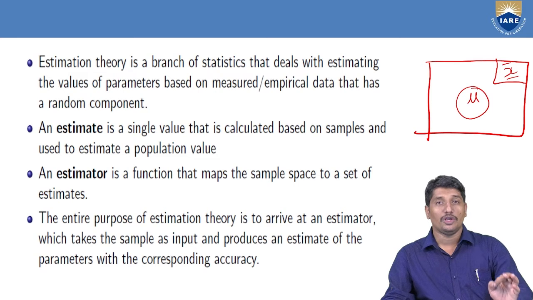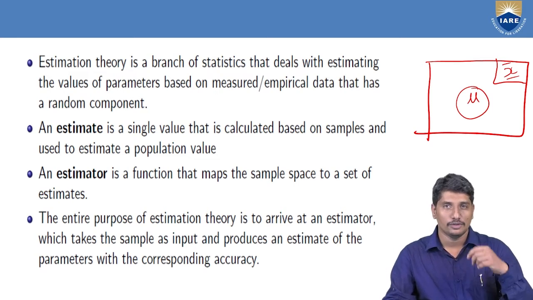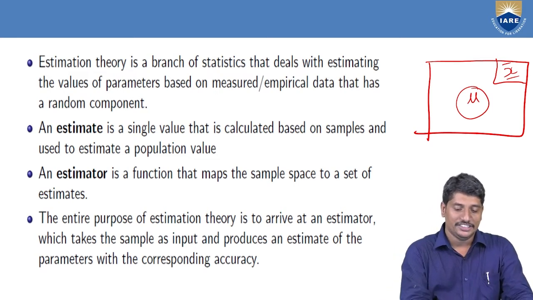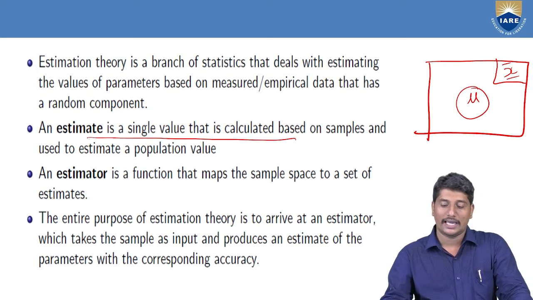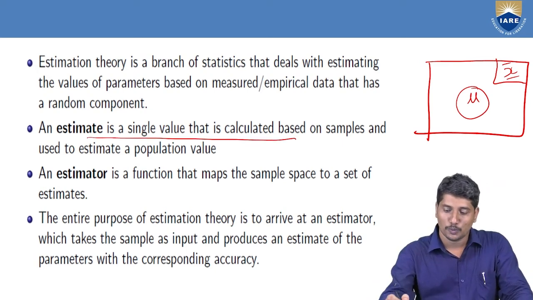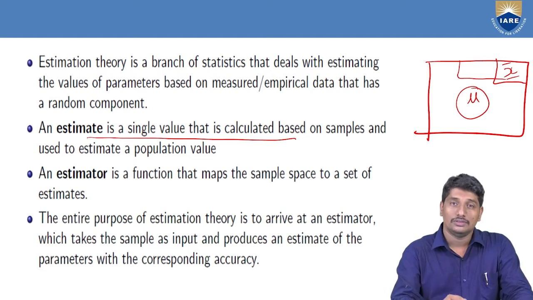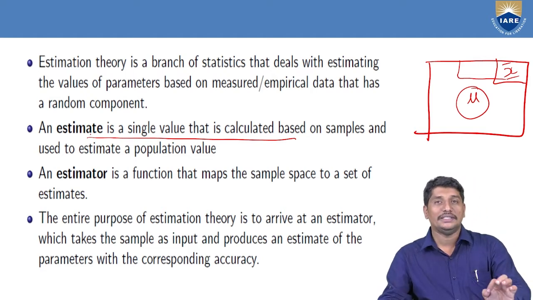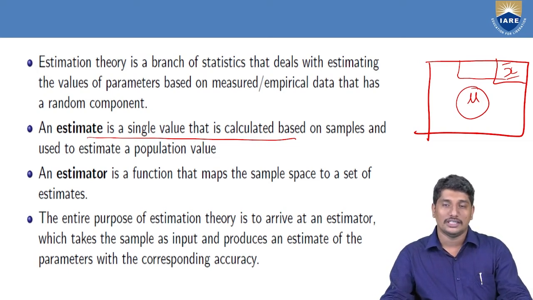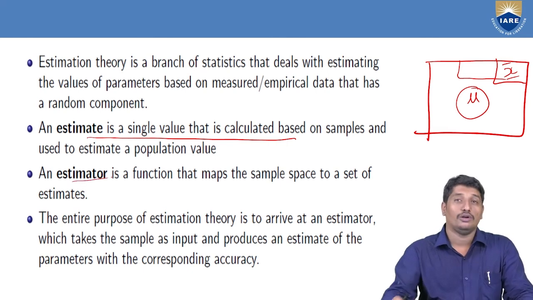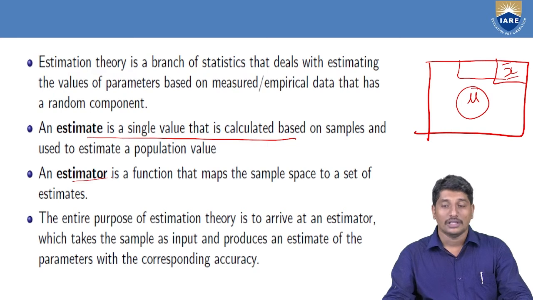And what do you mean by estimate? Now let us look into the definition of an estimate. An estimate is a single value that is calculated based on samples. That means whatever value we have calculated by using random sampling and the sample statistics is called an estimate. So an estimate is nothing but the value of the parameter obtained by using the sample statistical calculations. And now let us look into the definition of an estimator.